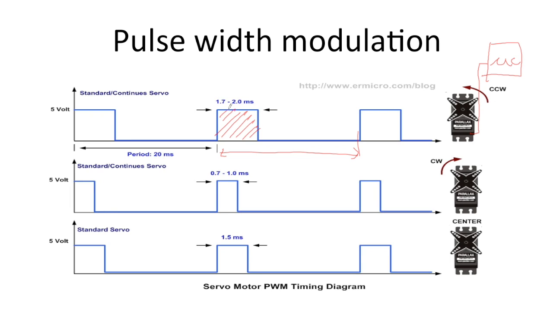So for this duty cycle, the servo motor moves counterclockwise. If you narrow down the duty cycle, then it starts rotating in the clockwise direction. If you want it to keep still at the center, then in this case it has to be exactly timed to 1.5 milliseconds.